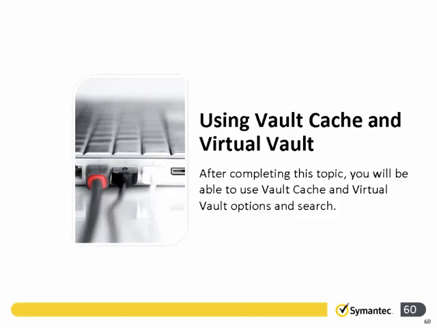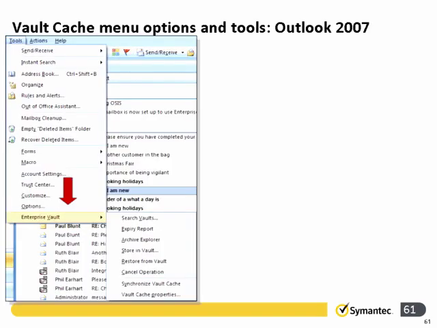Okay, once we have configured both the Vault Cache and/or the Virtual Vault add-on to that, again, you must have Vault Cache in order to have Virtual Vault. What is it going to look like in the Outlook environment based upon whether or not you're using Outlook 2007 or using Outlook 2010? First, the Vault Cache menu options and tools that are going to be available if you're using Outlook 2007.